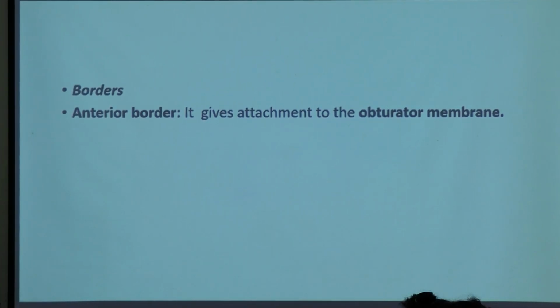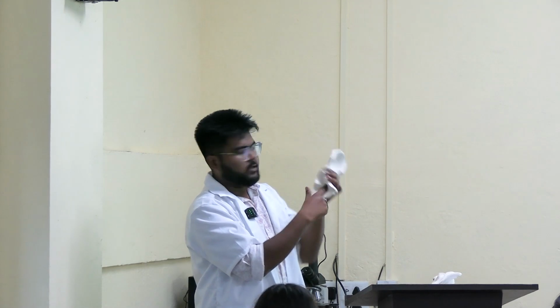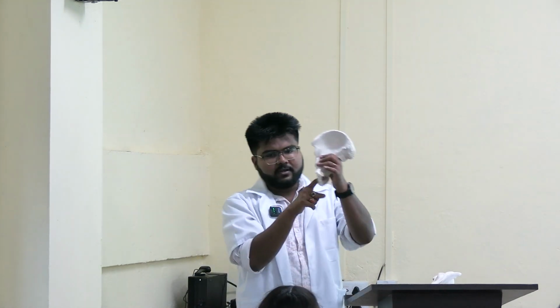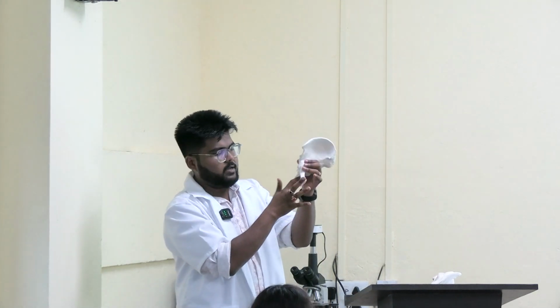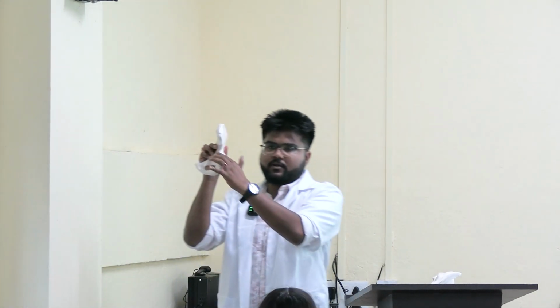Now the borders. This is the anterior border, another is the posterior border, another is the lateral border. This part is called the obturator foramen. The anterior border gives attachment to the obturator membrane, because the obturator foramen is present here.